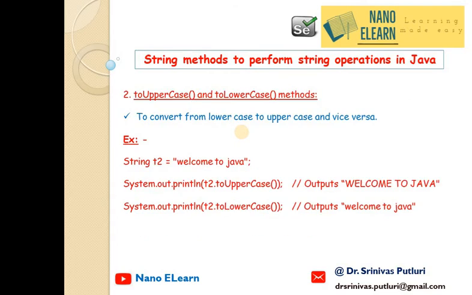The second methods I have considered are the toUpperCase and toLowerCase methods. These are used to convert from lowercase to uppercase and vice versa. For instance, in the example I have assigned the string "welcome to Java" to string variable t2. The toUpperCase method converts it to all capitals, WELCOME TO JAVA. The toLowerCase method converts it to all small letters, welcome to java.